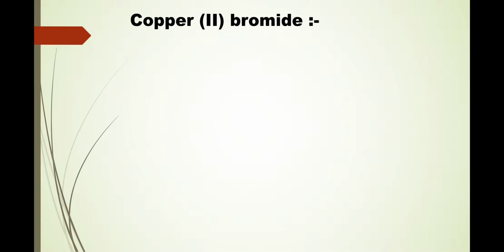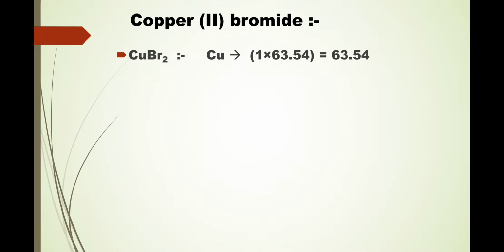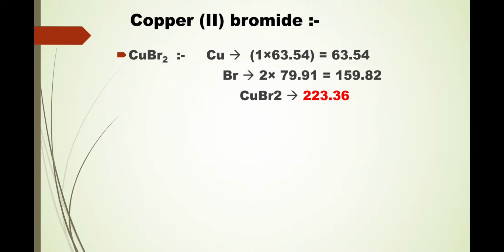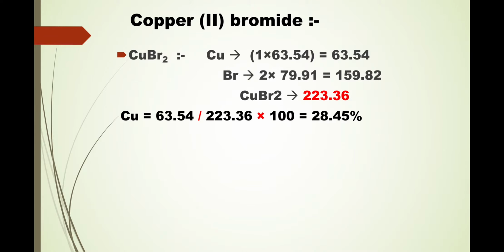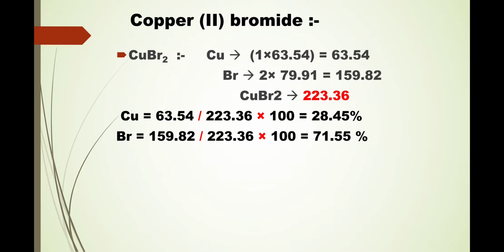Copper bromide. To find the percentage in copper bromide, find the mass of copper. Do the same for the bromine atom. Add the values to get the total mass of copper bromide. So 28.45% of copper and 71.55% of bromine is there. The sum of these percentages should always be equal to 100.